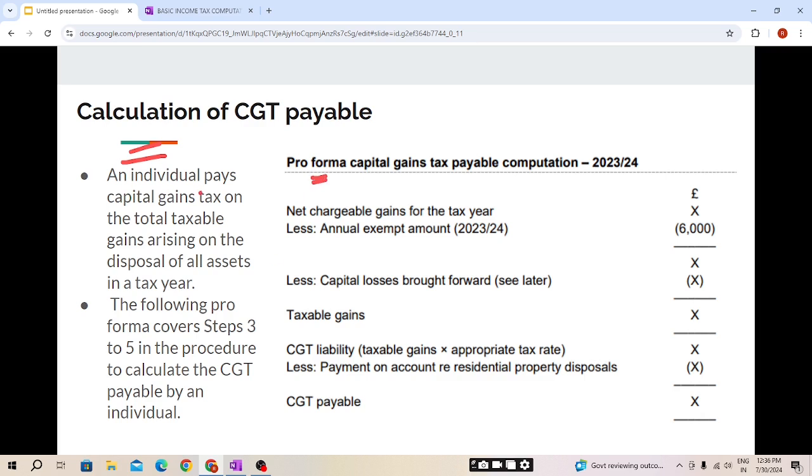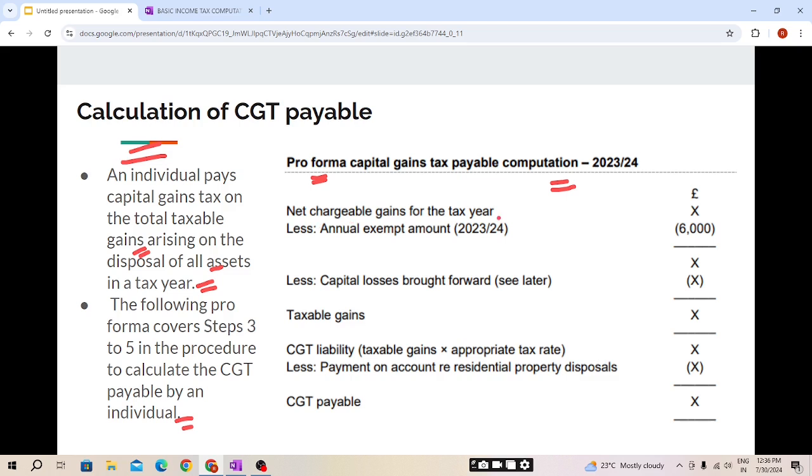An individual pays capital gains tax on the total taxable gains arising on the disposal of all assets in the tax year. As we have seen, the capital gains tax will be paid by the individual on the total taxable gains. The following pro forma covers steps 3 to 5 in the procedure to calculate the CGT payable by an individual. This will cover the three steps, students: 3, 4 and 5. Now, pro forma capital gains tax payable computation 2023-24.